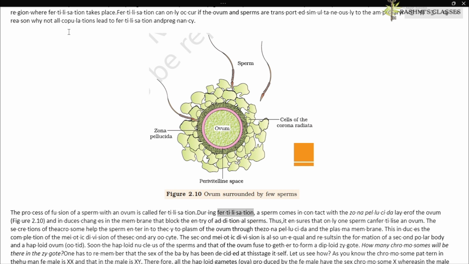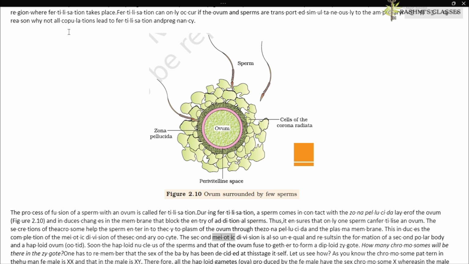During fertilization, a sperm comes in contact with the zona pellucida layer of the ovum, Figure 2.10, and induces changes in the membrane that block the entry of additional sperms. Thus it ensures that only one sperm can fertilize an ovum. The secretions of the acrosome help the sperm enter into the cytoplasm of the ovum through the zona pellucida and the plasma membrane. This induces the completion of the meiotic division of the secondary oocyte.